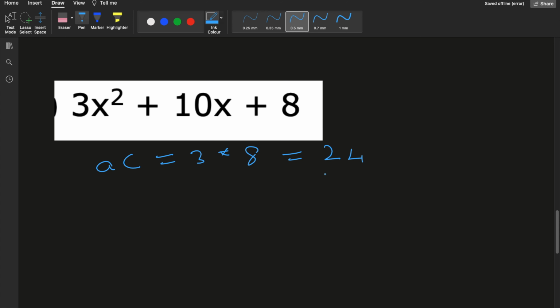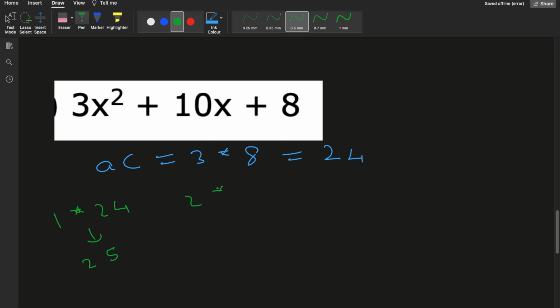Now we have to find the factors of 24 whose sum is 10. So we'll write all the possibilities down. What is 1 into 24? This would be 25, so we can't take that. Since it's positive, we are taking only positive numbers.